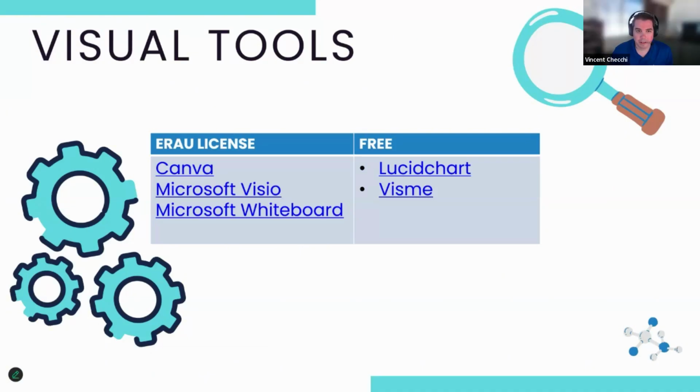So the next category we have are visual tools. As you can see here, we don't have a Canvas license for visual tools, but we do have Embry-Riddle licensing for visual tools like Canva, Microsoft Visio, and Microsoft Whiteboard. We also have a couple of free tools like Lucidchart and Visme.